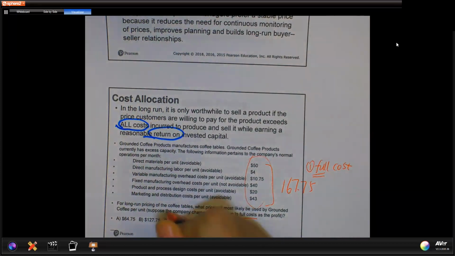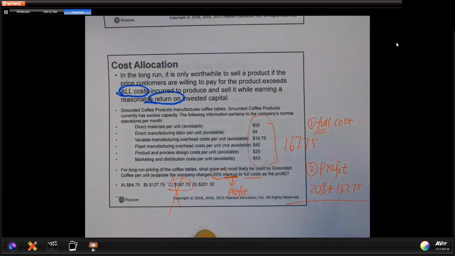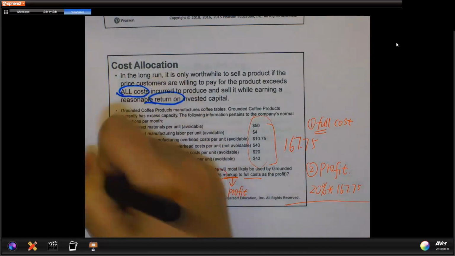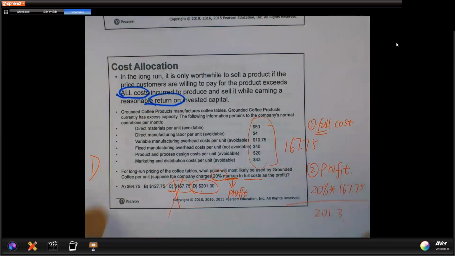No, that's not right. You say, why not right? Because you have to add the profit. You want to have 20% of your full cost, 167.75. So you want to get that as the profit. So your total has to be answer D, $201.3. So that gives you 201.3 as your long-term selling price. Okay. So answer C just covers the full cost, but you don't earn money. In the long term, you have to earn some money. Any question? If no question, I go to the next slide.